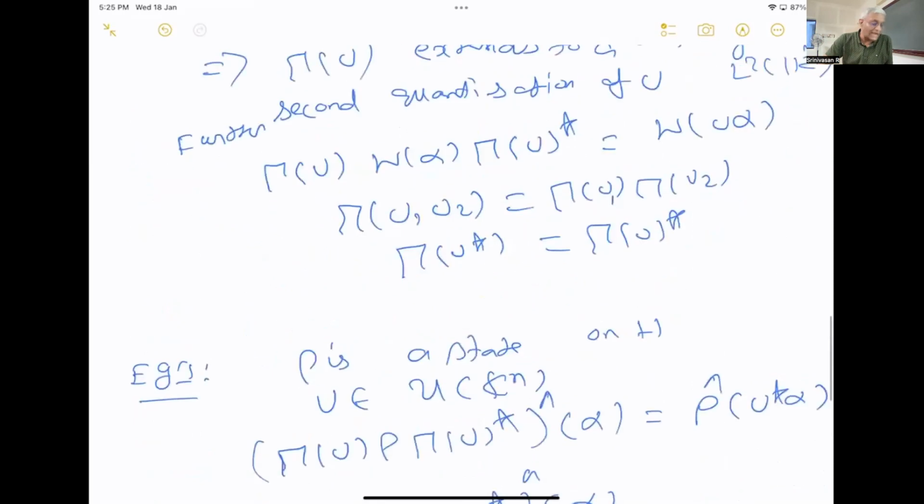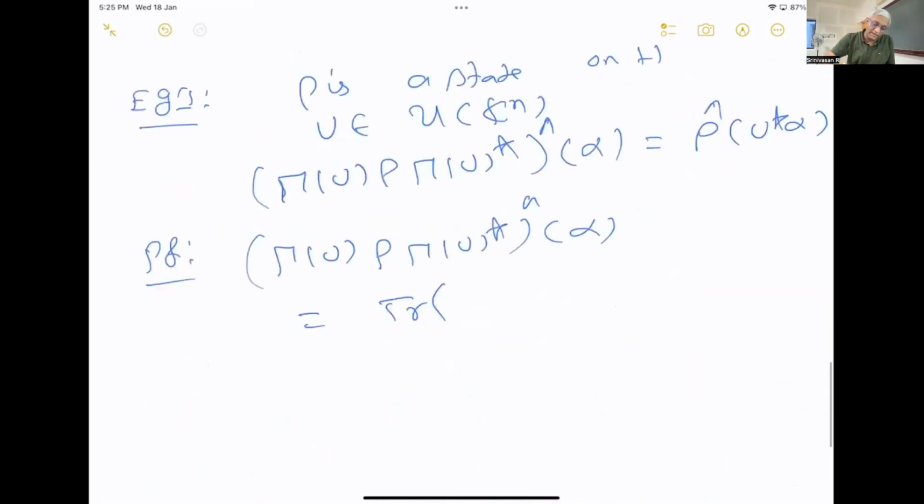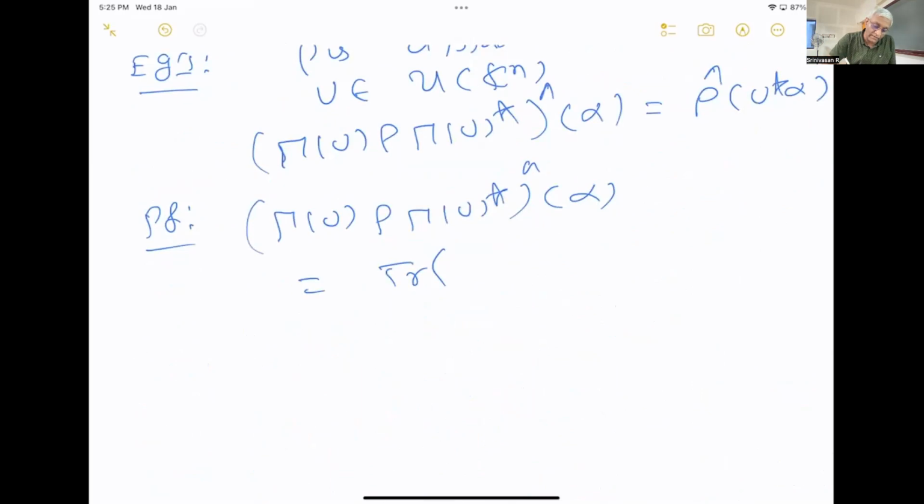So it satisfies all the properties of the unitaries, and it also intertwines the Weyl operator here. That's a nice thing. Because of that, this is equal to the trace of gamma of u rho gamma of u star, W of alpha.